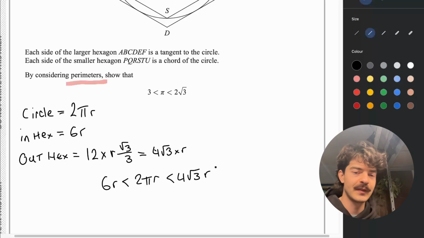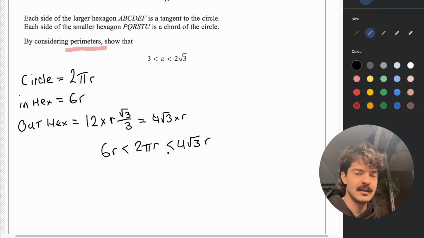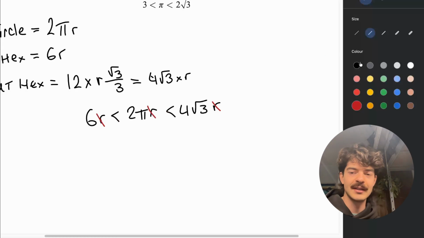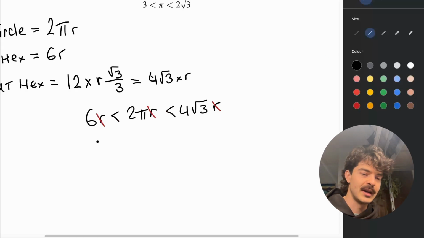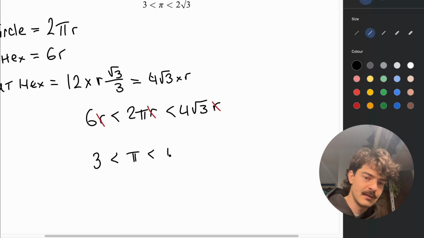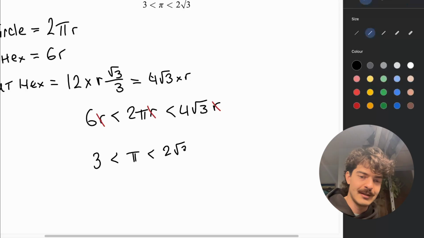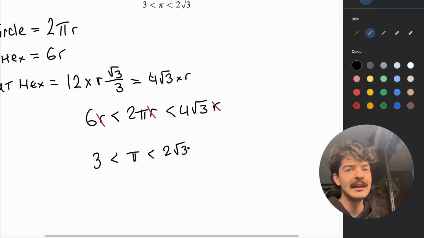This is starting to look very similar to what we're looking at. Is there a way we can simplify this? Well, absolutely. Each of these values has got r in it, so we can cancel all of these r's, and then each factor is a multiple of 2, so we can divide everything by 2, giving us 3 is less than pi is less than 2 root 3. A fantastic proof, I believe, by Euclid.